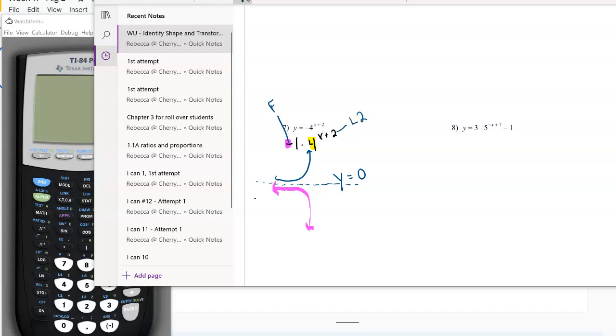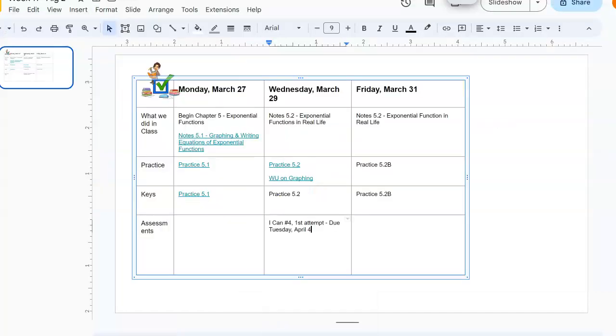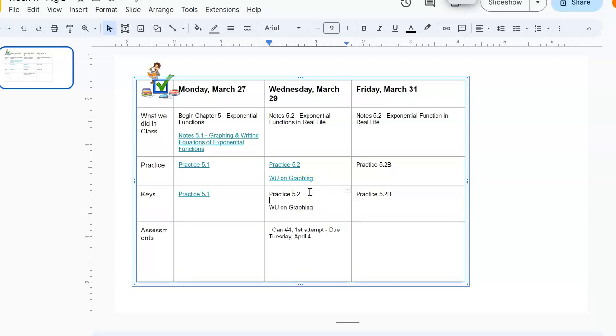Once you're finished with this, I want you to go back to the week at a glance. So just so you know, there will be something there right here. It will say key. I'll go ahead and type it now for your warm-up. And when you're done, I do want you to click on this link just to double check the rest. And then once you're done with the warm-up, you're going to move up here into the notes and watch the video on the notes. And then you'll do some practice. You're going to get your ICAN number 4 first attempt today as well.